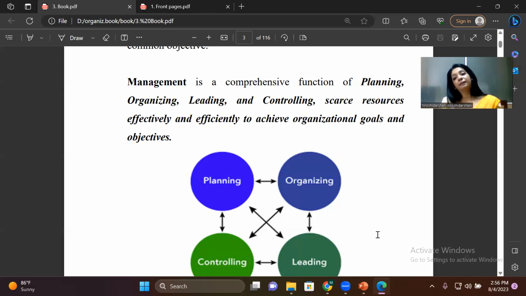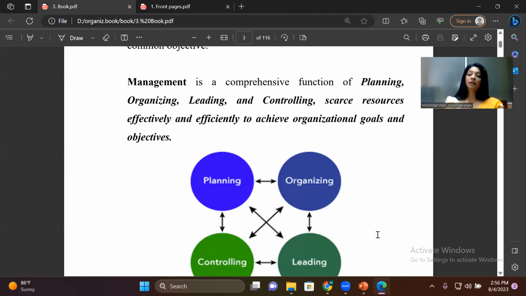And when it comes to organizing, we know what resources we have. We would be distributing our resources as per the customers' wants, and as per the employees' wants, and we would be distributing responsibilities and tasks by recognizing every employee's skill set and knowledge. So that's what we call organizing.